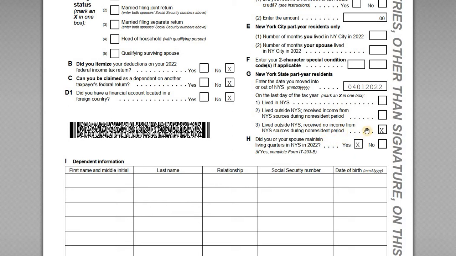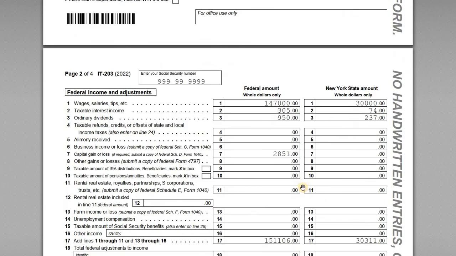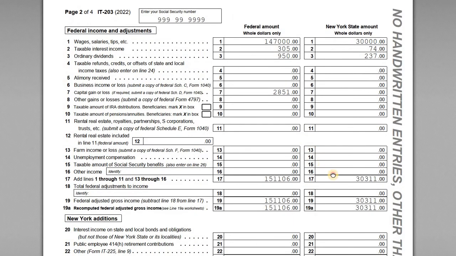So this would be different if, let's say, Emily owned a rental property in New York and she moved. She might be the number 2 here, right? So she lived outside New York State, but she's still getting that New York source rental income, and that would require her to still file this form, but she would have some New York State source income earned during that non-resident period. Question H, we did maintain a residence, a living quarters during 2022, so we've checked yes, and we are going to complete the IT-203B form. Now, page 2, where we start to get into some of the numbers.